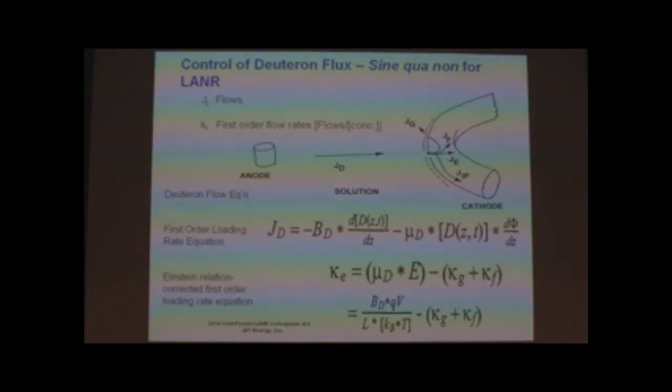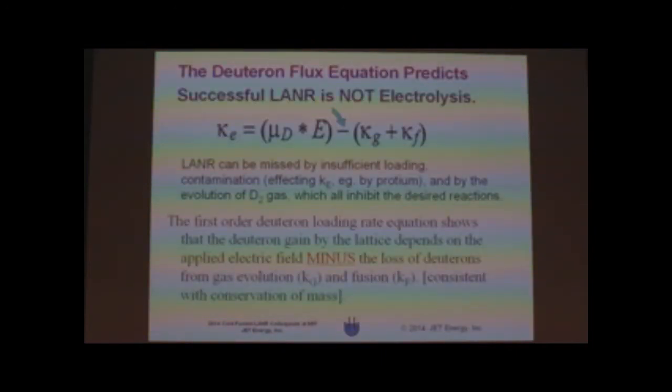Now, the other thing we want to do is the Einstein relation: mu over D is KT over Q. We can substitute it, and then we get from this first order rate equation, this equation. We've substituted D over mu is KT over Q, the Einstein relation, and we then get that the loading of the deuterons into the metal goes as the ratio of two energies. It's an ordering energy from the applied electric field and a disorder from KT, and then there are some geometric terms and the diffusivity. And this basically is what controls loading.